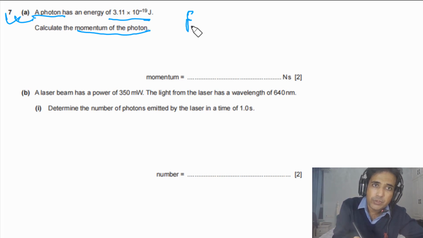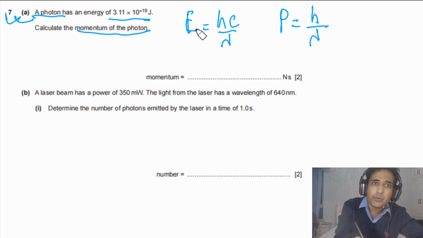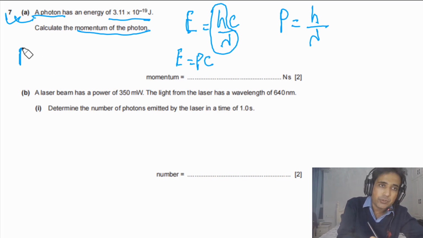First of all, we need to understand the energy of a photon. This is equal to hc over lambda. This is the energy of a single photon. And momentum is equal to h over lambda. So you can see from here, h over lambda, this is momentum. So we can say from here, E is equal to P times C. We need to calculate momentum, so simply momentum in this case will be equal to E divided by C.